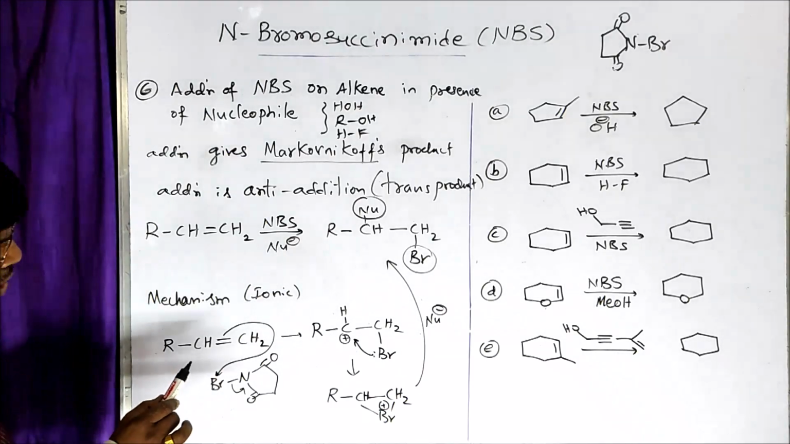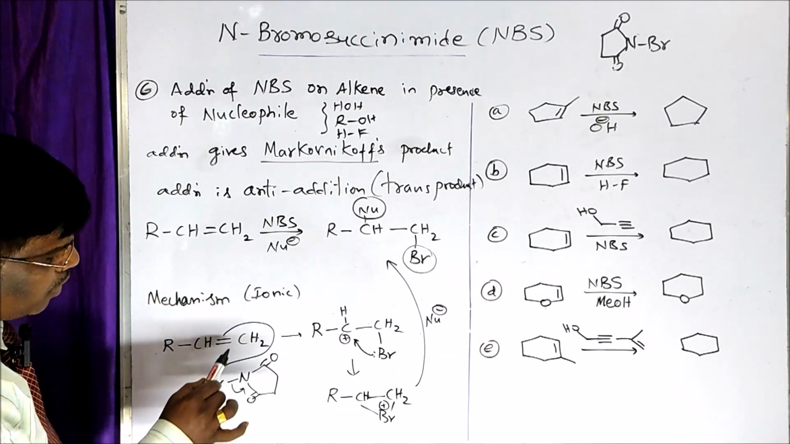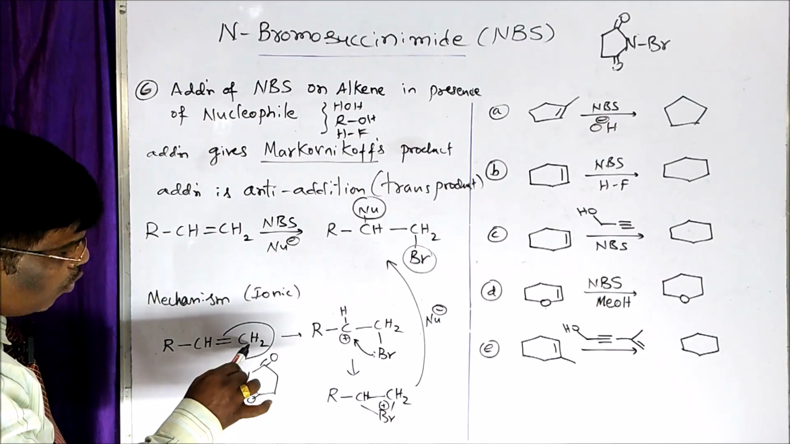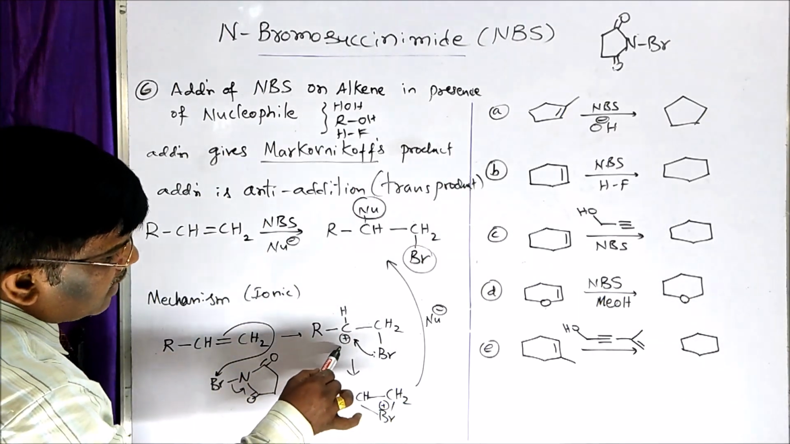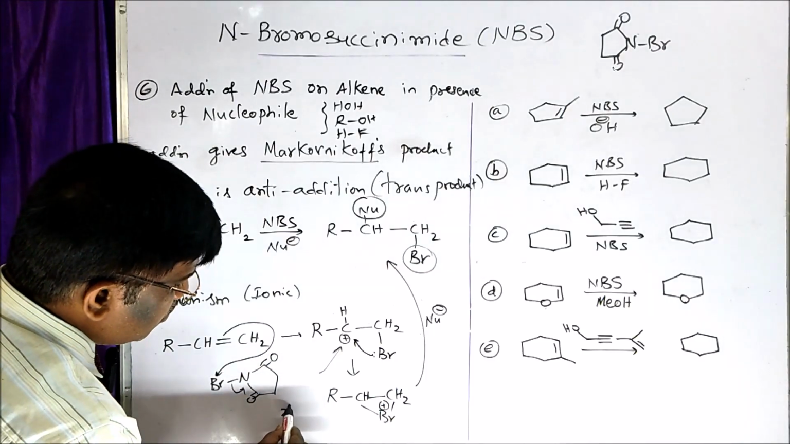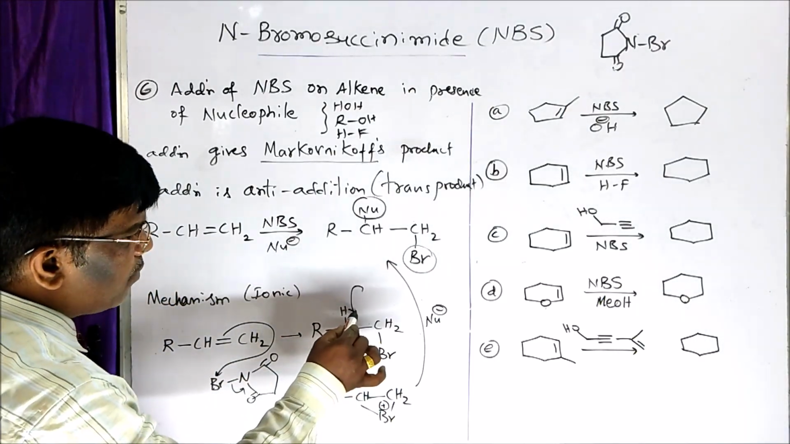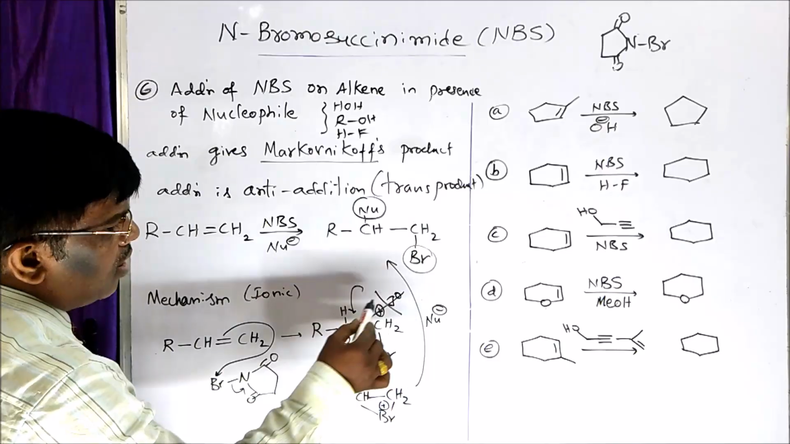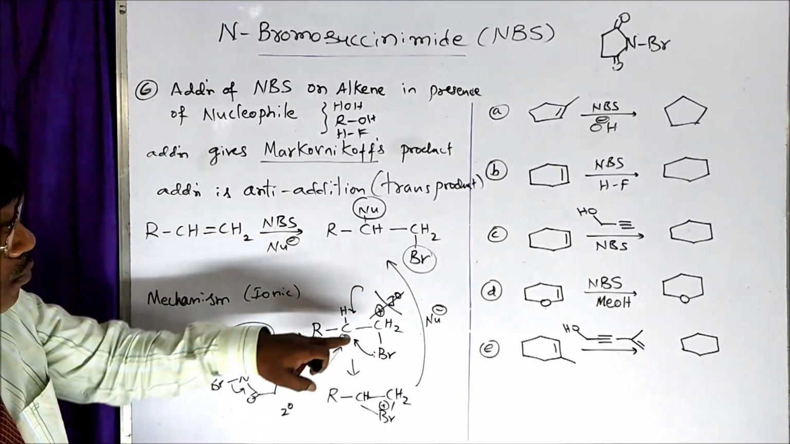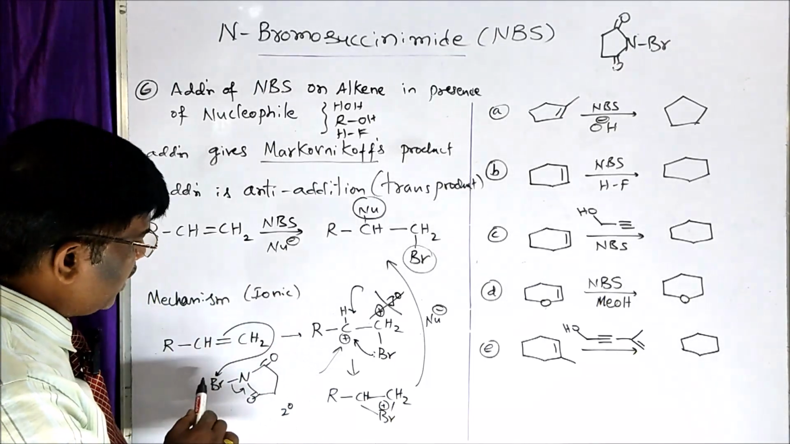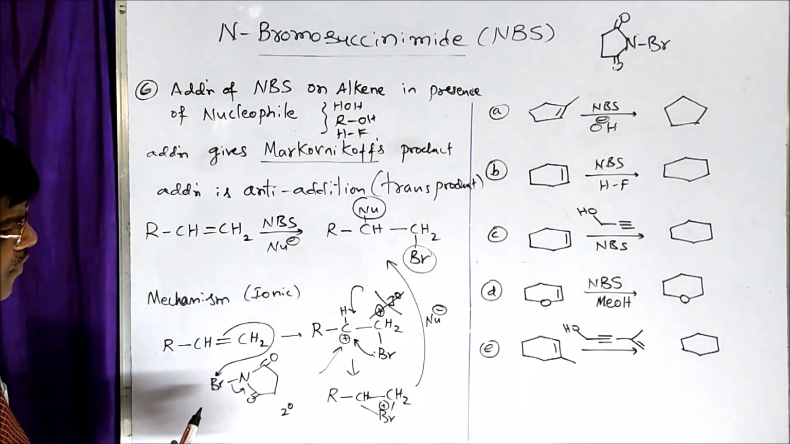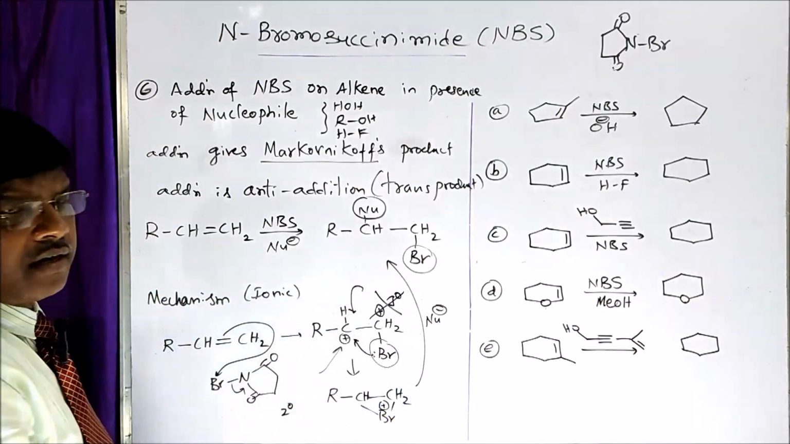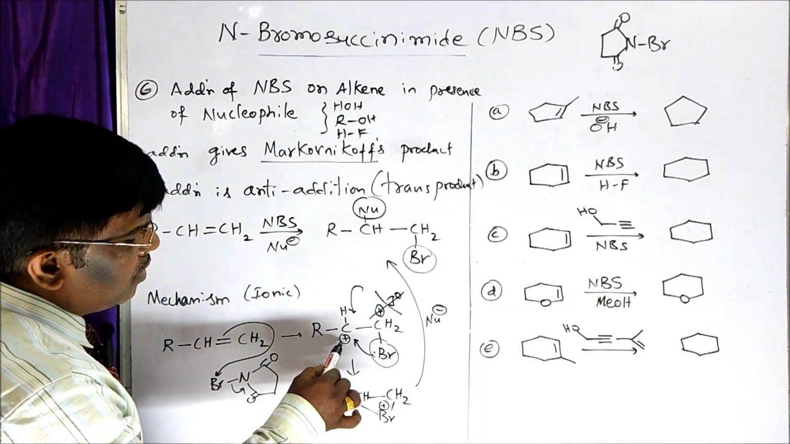How? Let us see. So Markovnikov's addition: the bromine adds to the carbon which is attached to more hydrogens. If I add bromine here, I am going to get the secondary carbocation. Secondary carbocation is more stable. If I add bromine to this carbon, I am going to get positive charge here, a primary carbocation, which is less stable compared to this secondary carbocation. So during the addition reaction of NBS, it follows Markovnikov's rule. Bromination takes place at this carbon, where the intermediate is going to give the secondary carbocation.